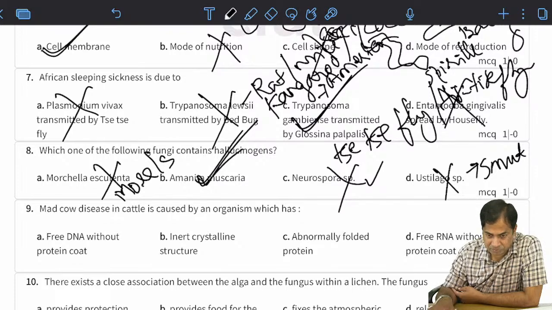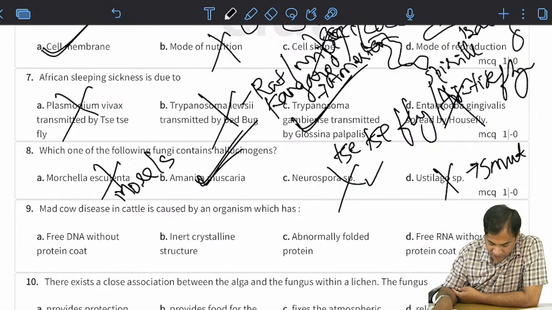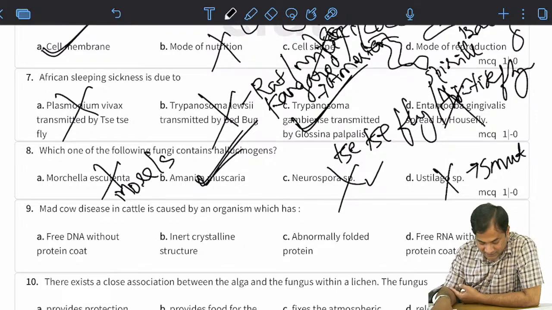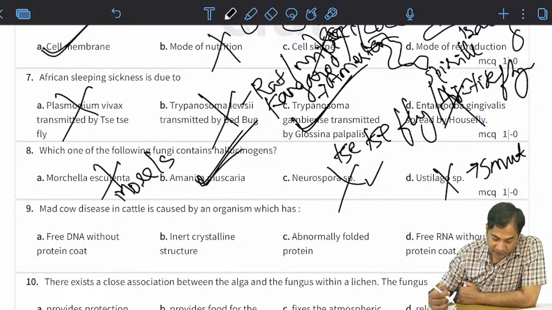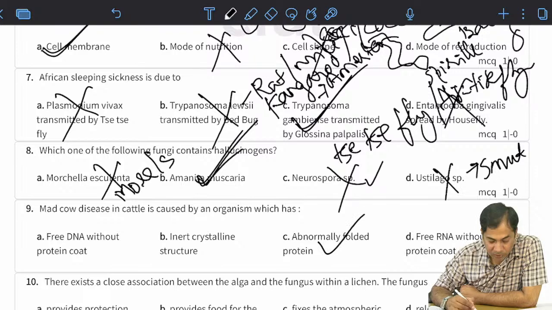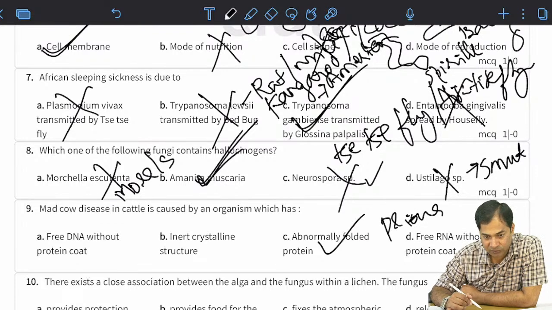What do prions contain? The options: free DNA without protein coat, or inert crystalline structure, or abnormally folded protein, or free RNA without protein coat. So the correct option should be abnormally folded proteins, because prions have abnormally folded proteins. That's why they are the infectious proteinaceous material we say. Prions are nothing but proteins which cause disease in humans and other animals.